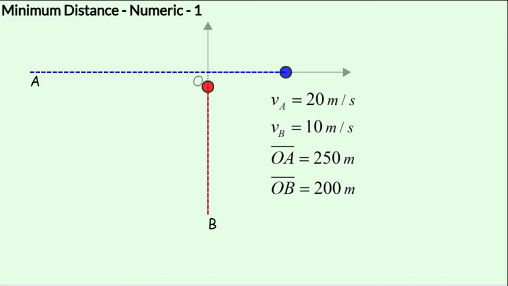And we have to find the closest distance between the two balls A and B, and also the time required for them to be in that position.